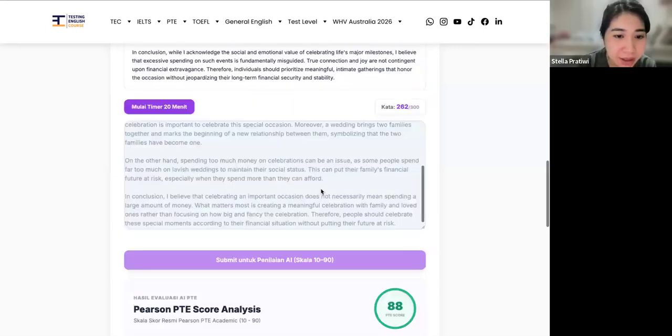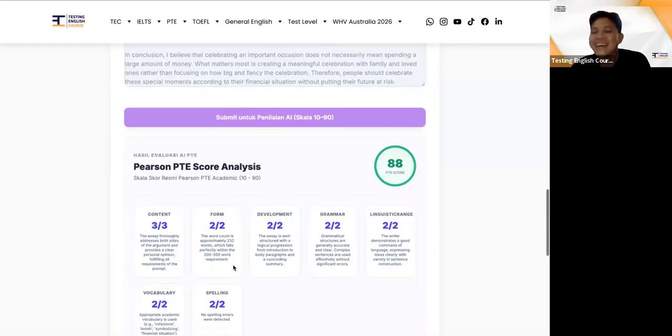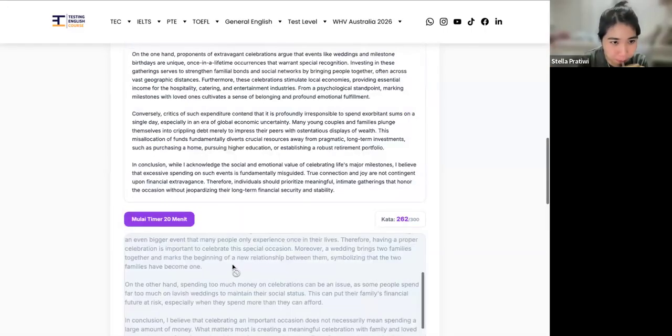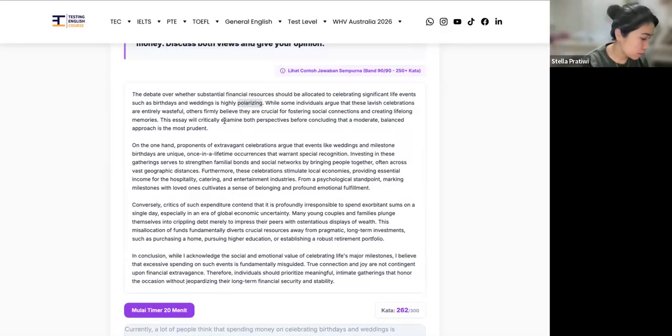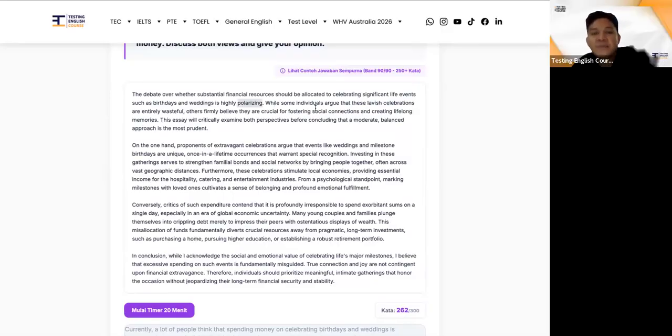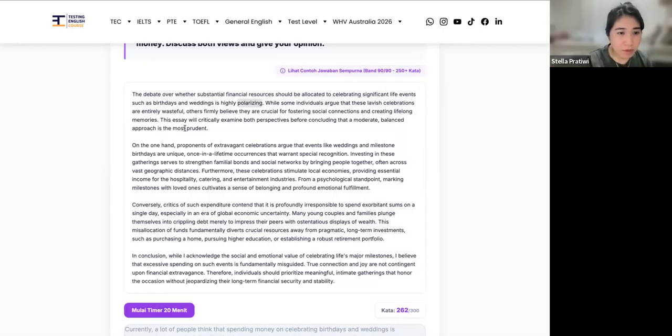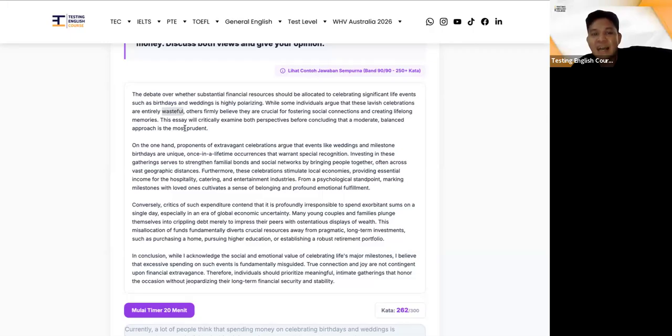Kita sebenarnya udah full, tetapi mengapa tidak bisa dapat 90 karena gitu? Karena kayak kata-katanya yang common word ya. But that's okay. I mean, pasti nanti dibulatin juga karena lebih human sih punya Miss tadi daripada yang ini. Coba kita lihat. Wedding is highly polarizing. Ini kata polarizing is like popular and make people to be following the trend and like this should be done like this. Jadi polarizing banget. While some individuals argue that these lavish celebrations are entirely wasteful. Nah, ini katanya diganti loh, Miss. Jadi wasting diganti jadi bentuk adjektifnya, wasteful. Nah, others firmly believe that they are crucial for fostering, promoting social connections, and creating lifelong memories.